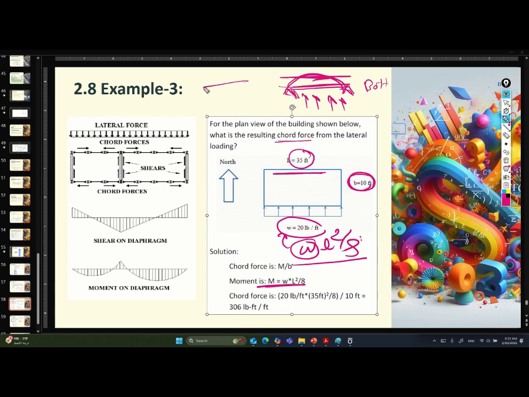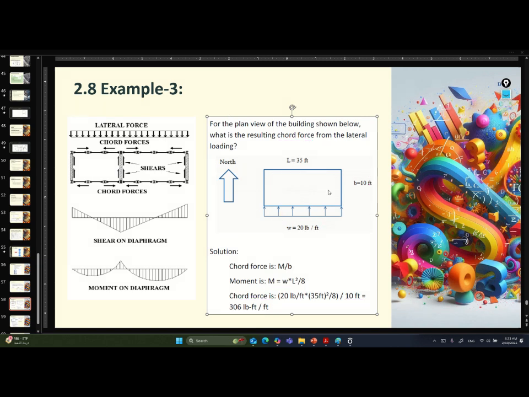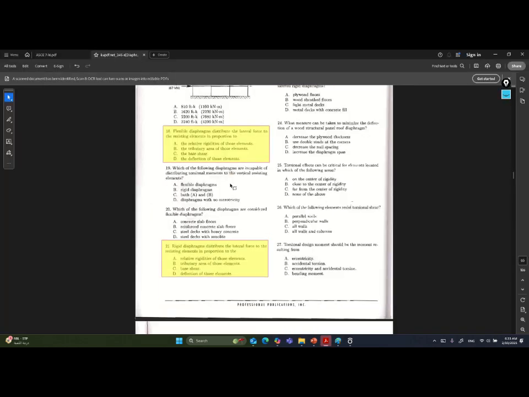Okay, it is the same as if I have a truss. So if I have a truss, to determine the bottom chord and the top chord, after getting the moment, you will divide it by its own depth. So it is the same idea. You will divide it by the depth, then you will calculate the chord force. So this one is easy, but you will have to consider solving from this example.